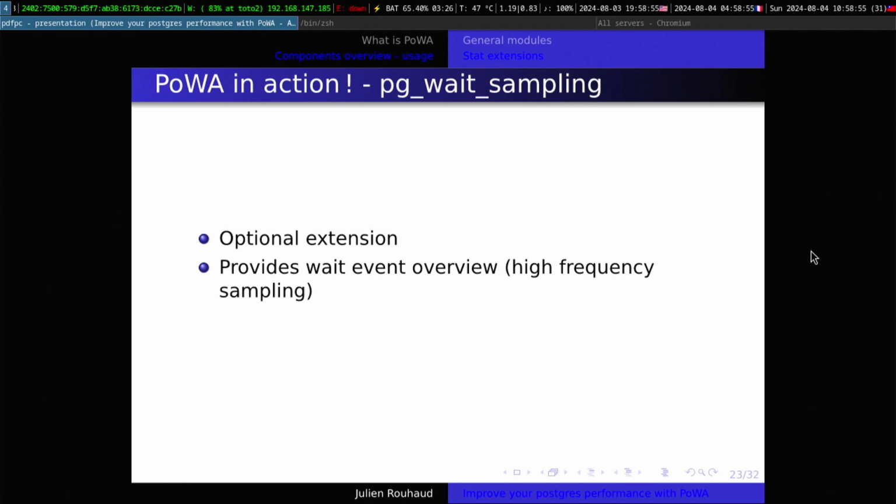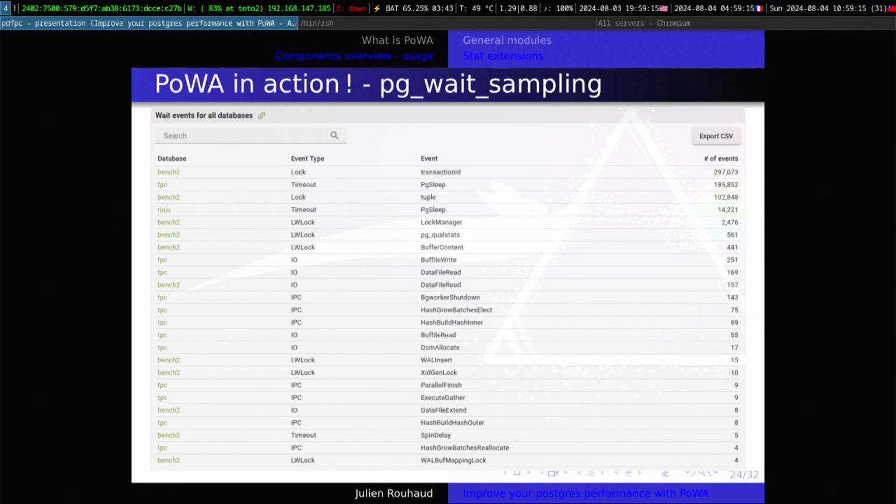PG wait sampling, another extension. This one is by the Postgres Pro company. So it provides a wait event overview with high frequency sampling, because there are just too many wait events to actually get every one of them. So the frequency is configurable. By default, it is 100 milliseconds, which usually is way enough to actually pinpoint some problems.